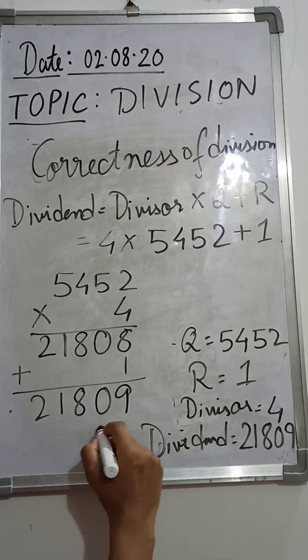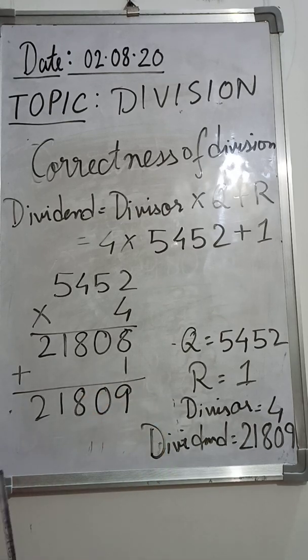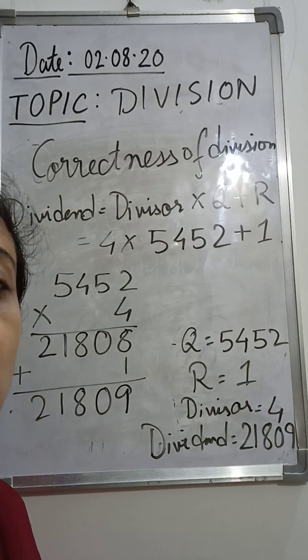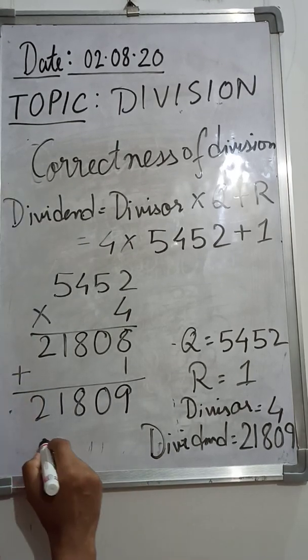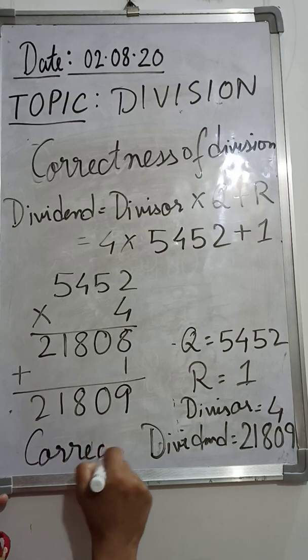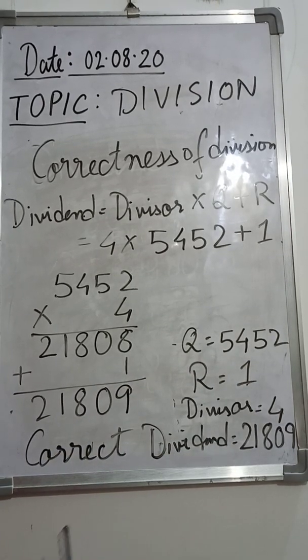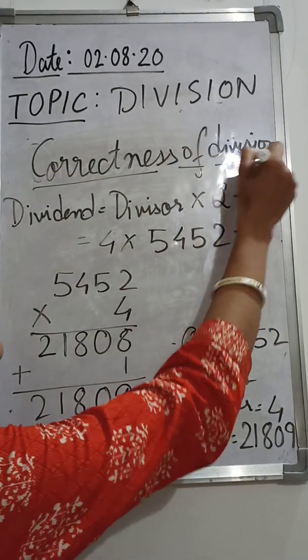So the answer is 21809. Now you match this answer with your dividend. What was your dividend? Your dividend was 21809. So is it matching? Yes, it's matching. Since it's matching, what can we say now? That means our division is correct. So this is the method to check the correctness of your division.